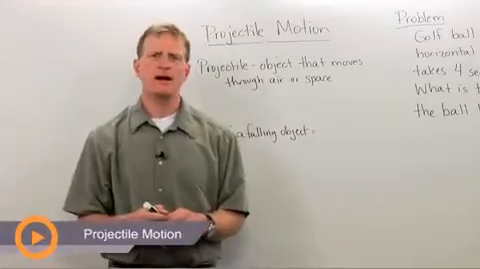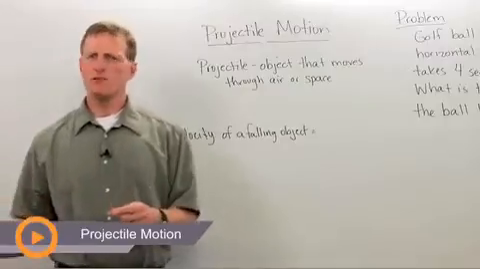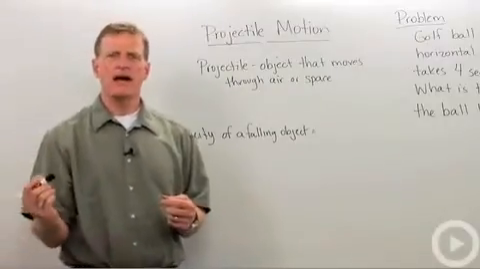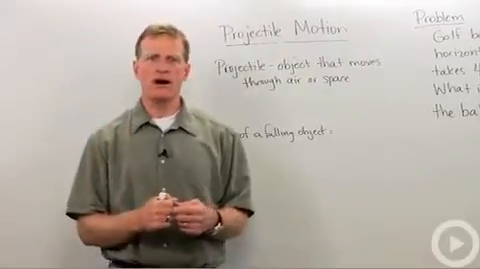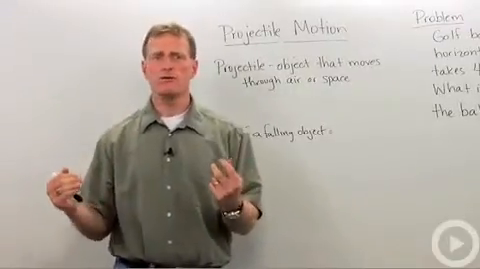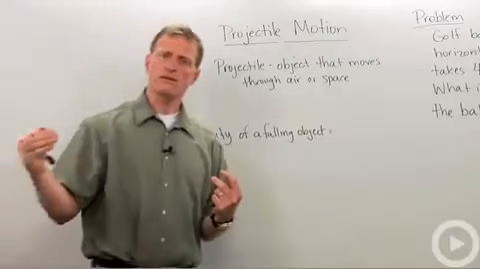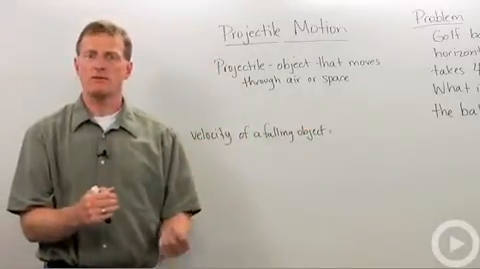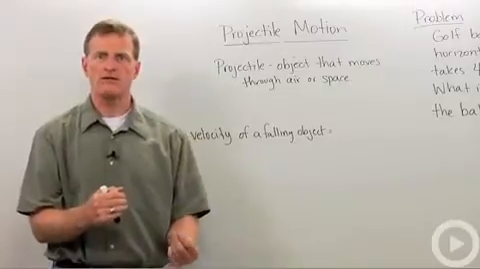Let's talk about projectile motion. So projectile motion is any motion of an object moving through air or space. And when an object is moving through air and space, there's two forces working there. There's one, the initial horizontal velocity, and then there is the force of gravity, which is always pulling it down to the center of Earth.